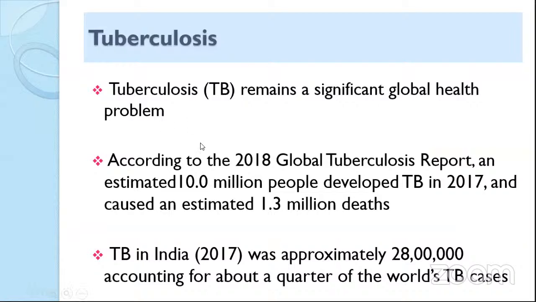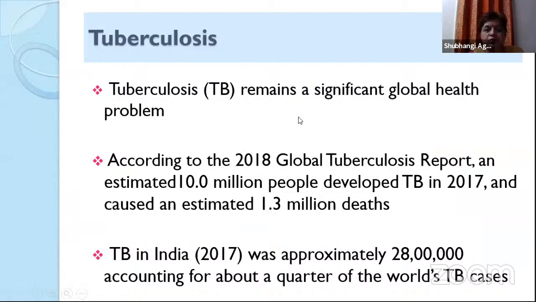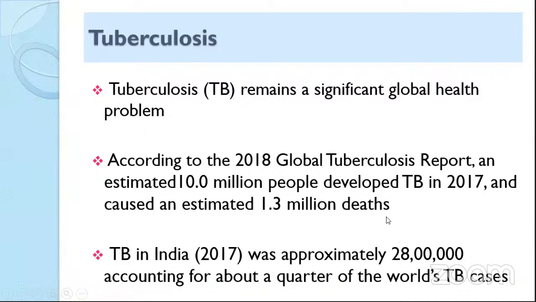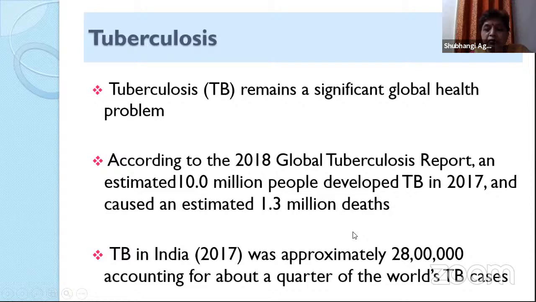Tuberculosis remains a global problem throughout the world. According to the 2018 Global Tuberculosis Report, there are 10 million people who develop tuberculosis and died. India also contributes very heavily to tuberculosis, which we should not be proud of. We should reduce this burden of TB in India. There are 20 lakh cases in India by 2007. It can be reduced by creating social awareness throughout the society.